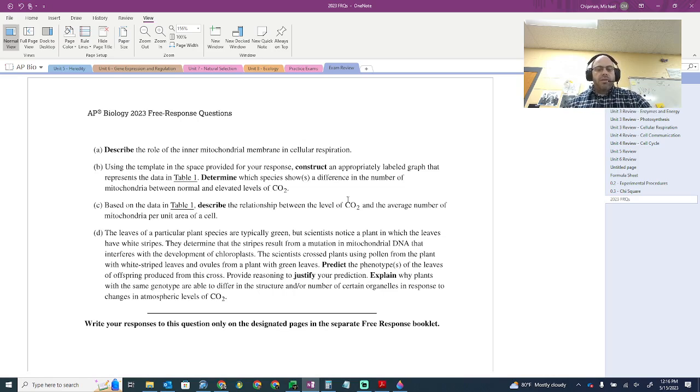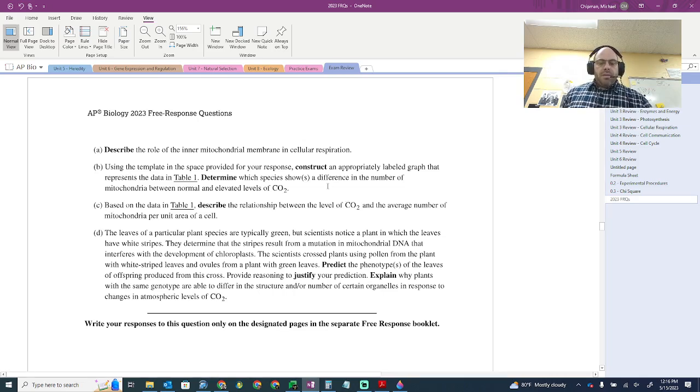Part D. The leaves of a particular plant species are typically green, but scientists noticed a plant in which leaves have white stripes. They determined the stripes result from a mutation in the mitochondrial DNA, that's important, that interferes with the development of chloroplasts. The scientists crossed plants using the pollen from a plant with white striped leaves and ovules from a plant with green leaves. Okay, so this is important. You have to know these two terms, pollen and ovules. Pollen is from the male plant and ovules from the female plant.